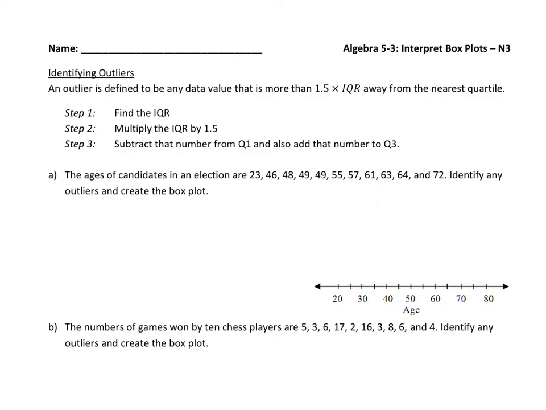So what we need to do is find the interquartile range and then multiply it by 1.5. Then we need to take that product and subtract it from our first quartile and also add it to our third quartile. So I'm going to skip A. I want you to do that on your own. Let's look at letter B.